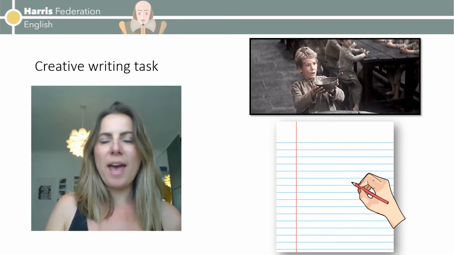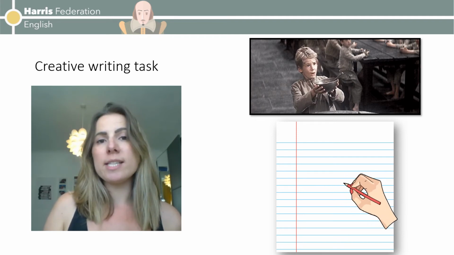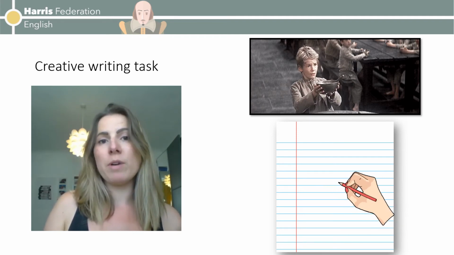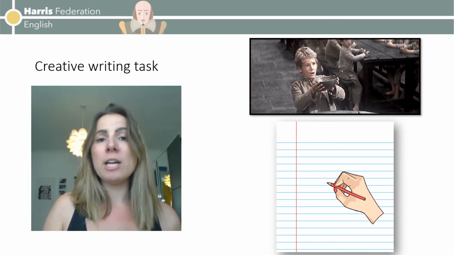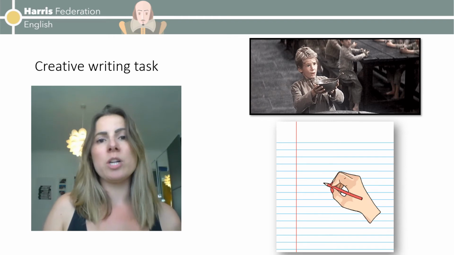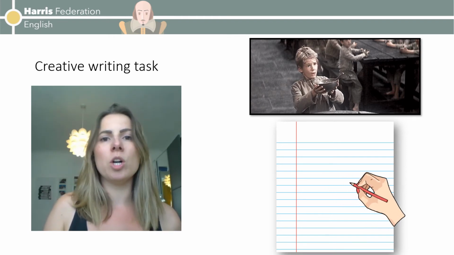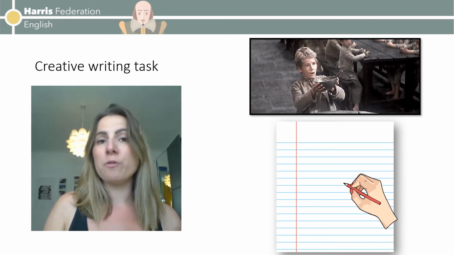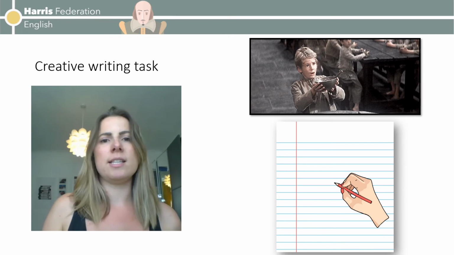Now you're going to put everything that you have learned into practice. You're going to write an account of the event that we read about yesterday, but from the perspective of Oliver. So imagine you are Oliver, and I want you to write 2 or 3 paragraphs about what has happened in the workhouse. Don't forget to vary your sentences and show off everything that you've learned in this lesson.